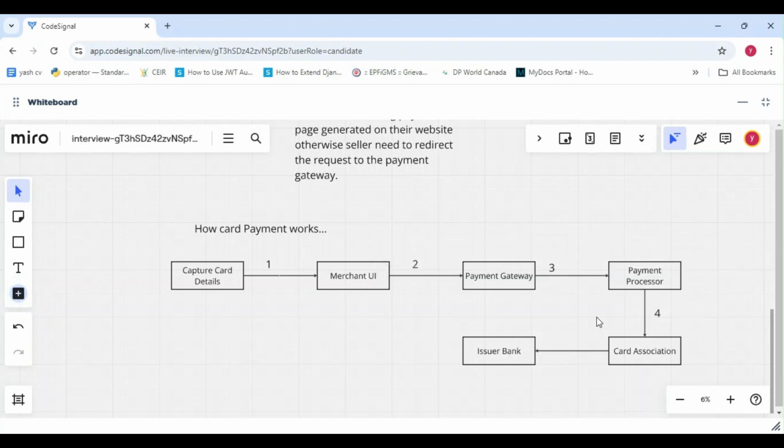Then we go to the card association to identify the bank associated with the card using the first four digits. The card association internally maintains a directory which is used for mapping between the first four digits of the card number and the associated bank. Once we identify the associated bank, then we will go to the issuer bank.